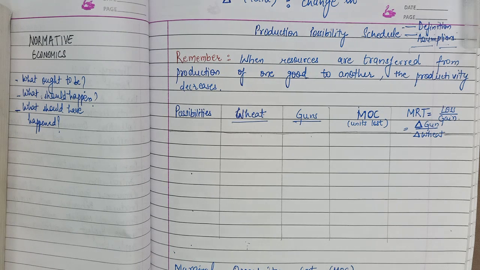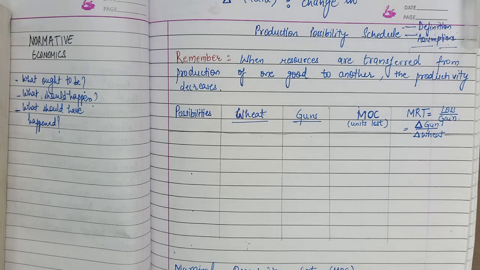So PPC, again I repeat, is going to represent the combinations of the two goods which the economy can produce with given resources and technology. And again we will be assuming that resources are fixed. While we are drafting out all the possibilities, resources will not change, neither decreasing nor increasing. Then only two goods are produced, all the resources are fully and efficiently utilized. Also, technology is constant. Technology is also not changing, because if technology changes, our possibilities will change.